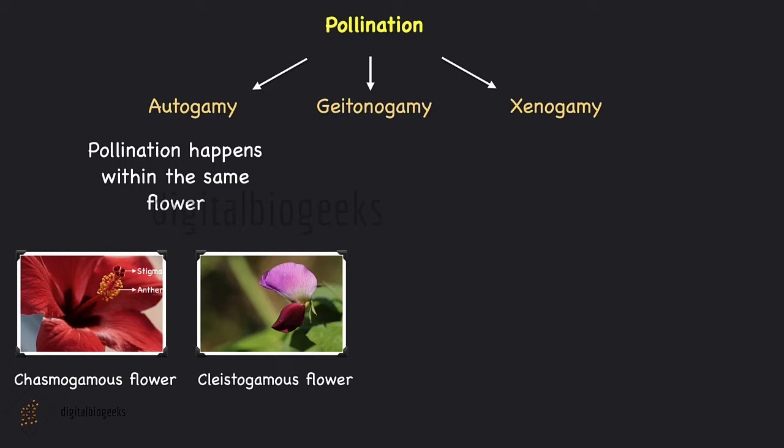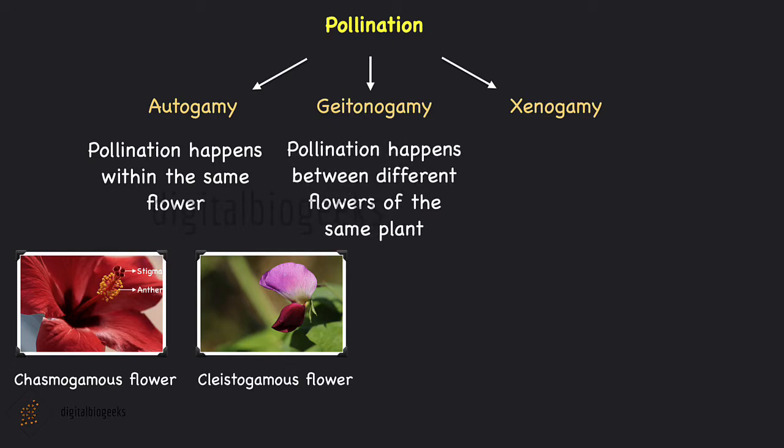There is no chance for cross-pollination in cleistogamous flowers. The pollen grains will fall on the stigma directly and pollination will happen. The main advantage of cleistogamy is that even in the absence of pollinators, pollination will happen. But as there is no chance of cross-pollination in cleistogamy, genetic variation is impossible.